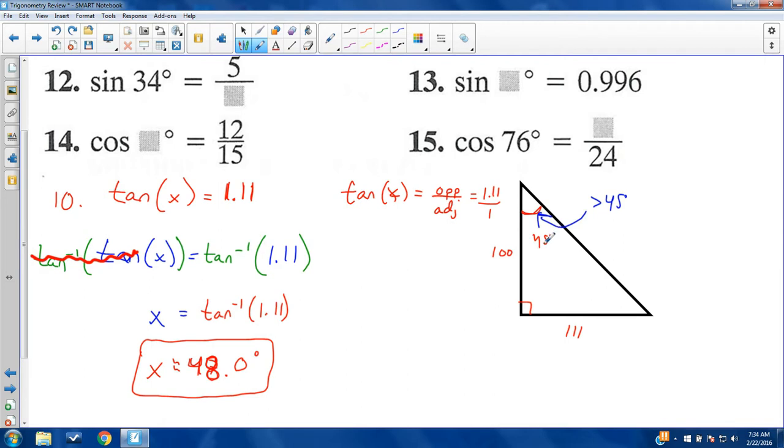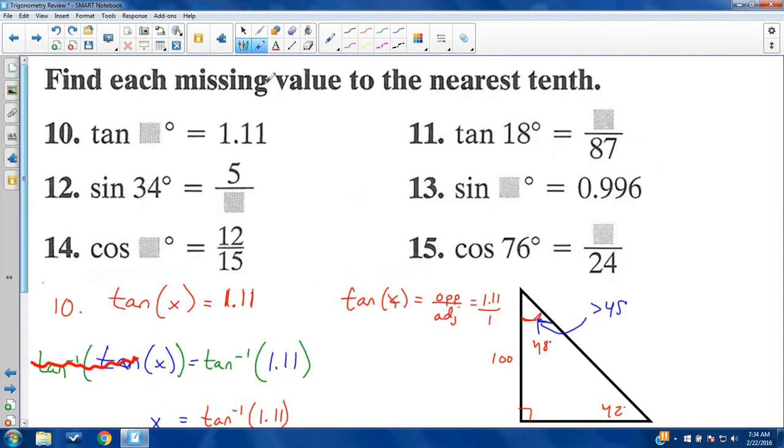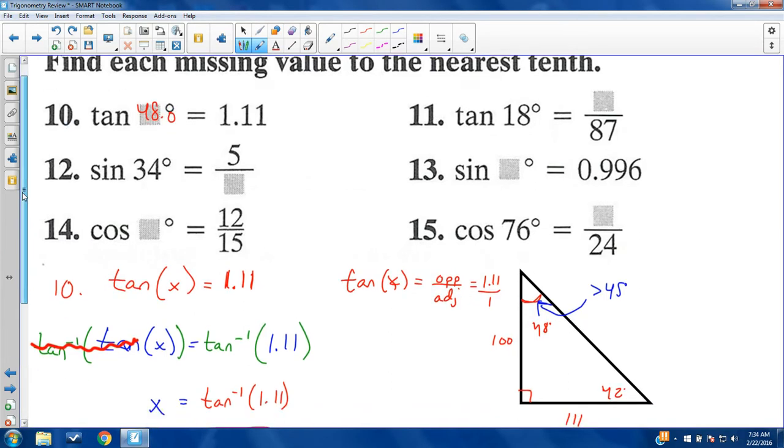If they ask you to find the other angle measure, I could have done inverse tangent of 100 over 111, something like that. But I also know if this is 48 degrees, this must be 42 degrees. That was, I'll write it up here, 48.0, rounded to the nearest tenth.